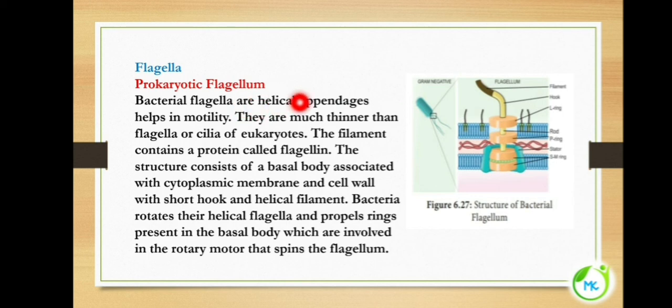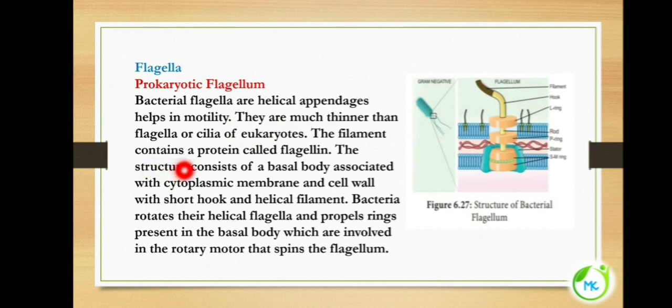Flagella are nothing but helical appendages, and they are helpful for motility. Motility is nothing but movement. So they are helpful for the movement of the bacteria, and they are much thinner than the flagella or cilia of the eukaryote. The prokaryotic flagellum is very thin when compared to the eukaryotic flagella or cilia.